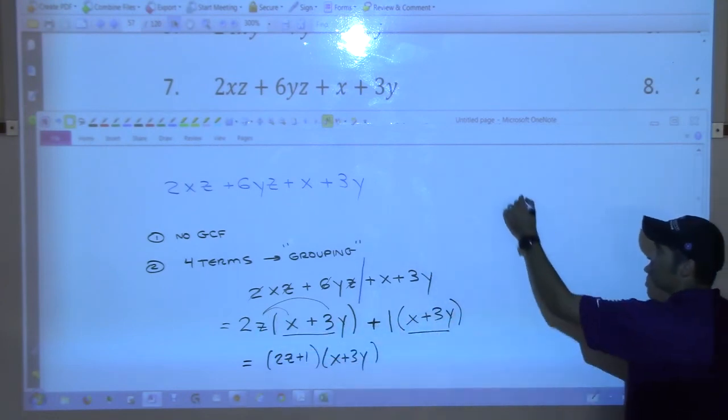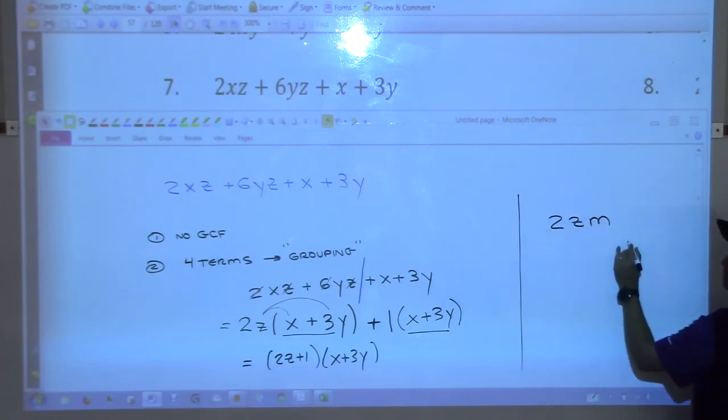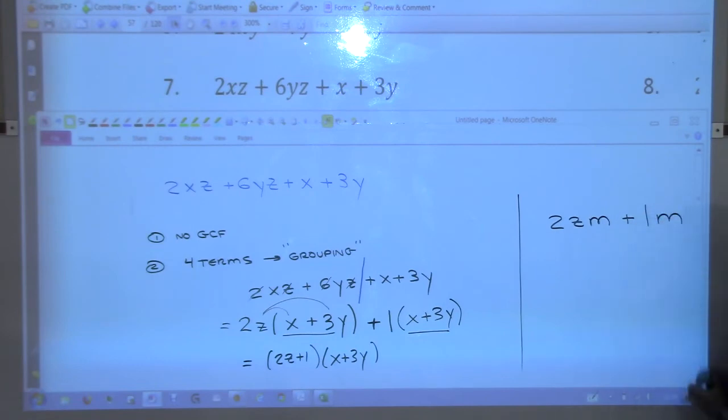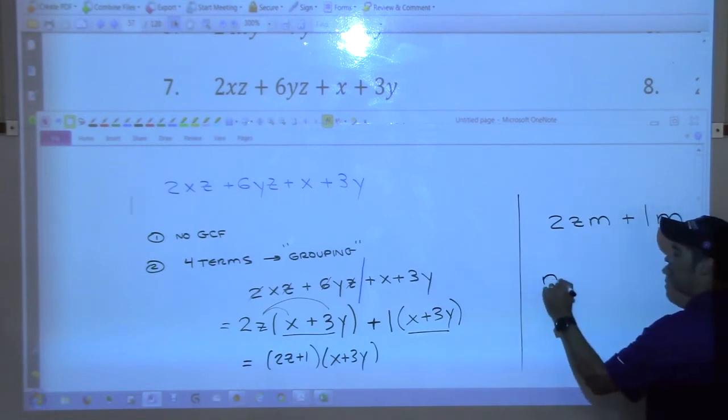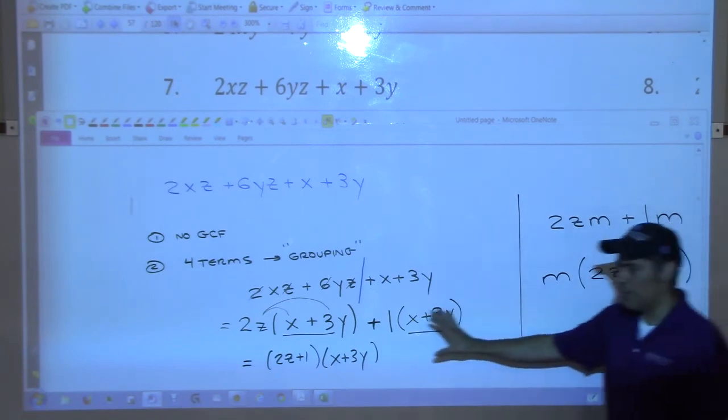So look, I'm going to show you something. I'm going to see if it helps. What if I wrote this down? What if I wrote 2z times m plus 1 times m? And I told you to look at that and factor out a greatest common factor. What do these both have in common? An m. So you would pull the m out, wouldn't you? You'd put an m out here, and then in parentheses, what would be in the parentheses to get back this when we multiply the m through? 2z plus 1, right? That's what you'd get? Okay. That's exactly what we're doing here.